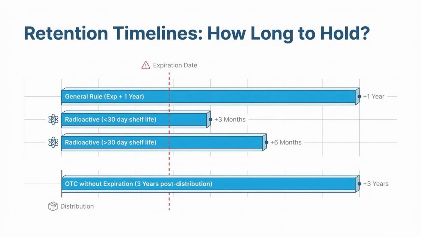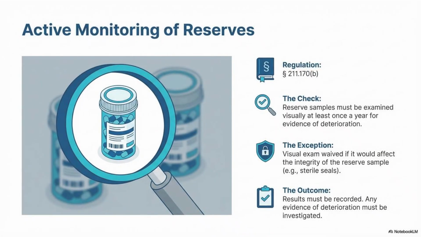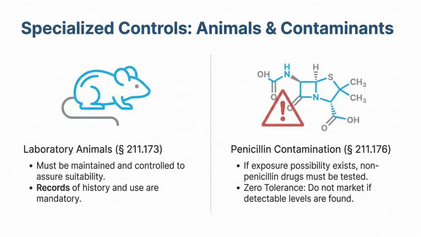Generally, reserve samples are held for at least 1 year beyond expiration, though certain categories have modified retention requirements. Reserve samples must be visually examined at least once a year for signs of deterioration. Any abnormal findings must be documented and investigated, unless visual inspection would compromise sample integrity. When laboratory animals are used, their care and history must be carefully controlled and documented. Penicillin contamination has a zero-tolerance risk. If exposure is possible, testing is required, and any detectable level prohibits product release.